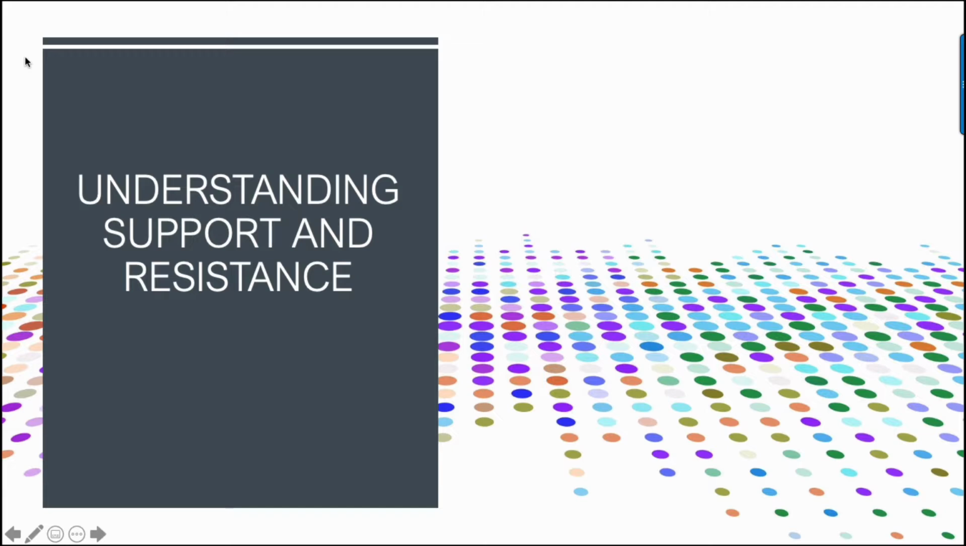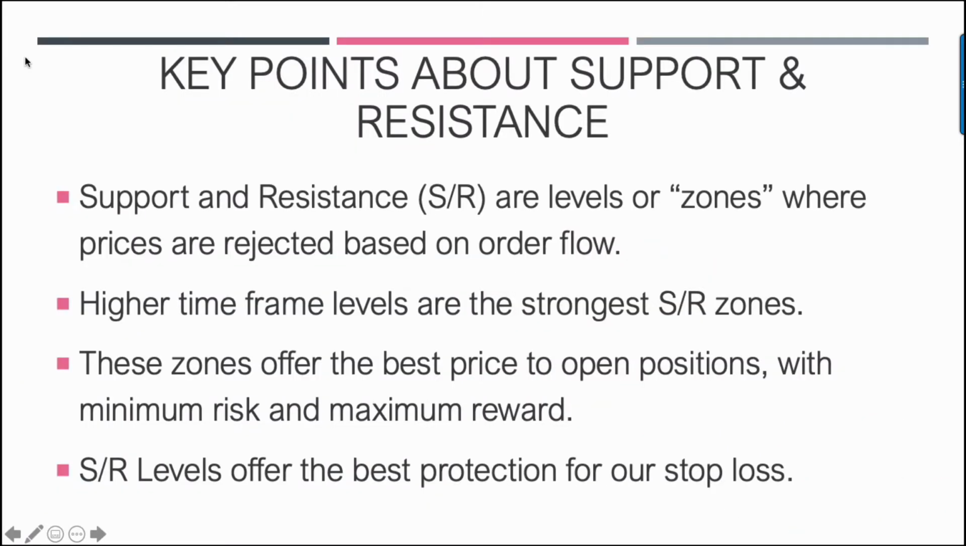So here we start with understanding support and resistance. What is support and resistance? So here are some key points about support and resistance. Support and resistance, or as we'll refer to them, S and R, are levels or zones where prices are rejected based on order flow.